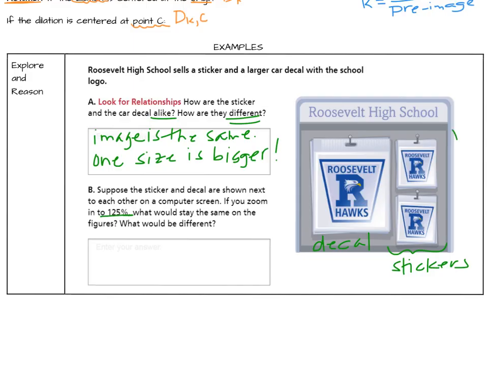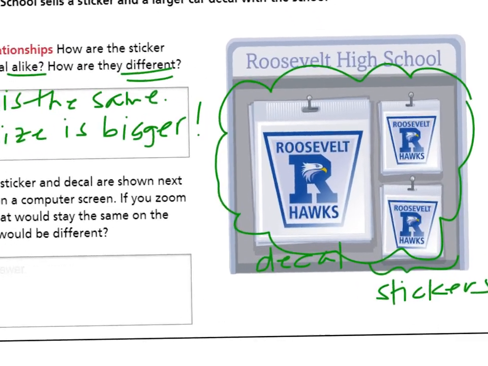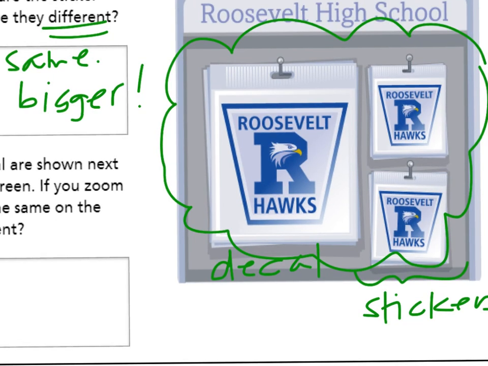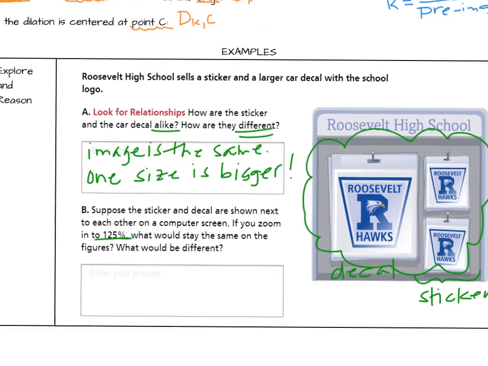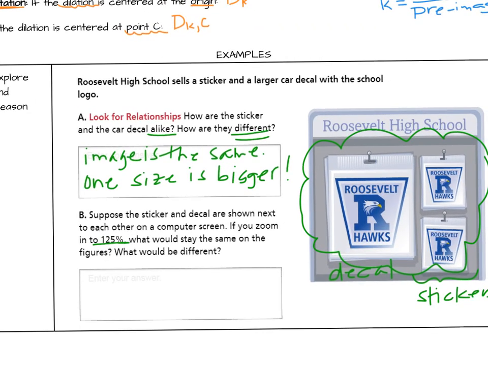So if we took this screen right here and zoomed it in, I can actually show you what that would look like. Take a look at the picture now. If I zoom it in to make it bigger, what stays the same? Well, the angles would stay the same. And the only thing that would change, whoa, kind of hold still there. There we go. The only thing that would change are the side lengths.